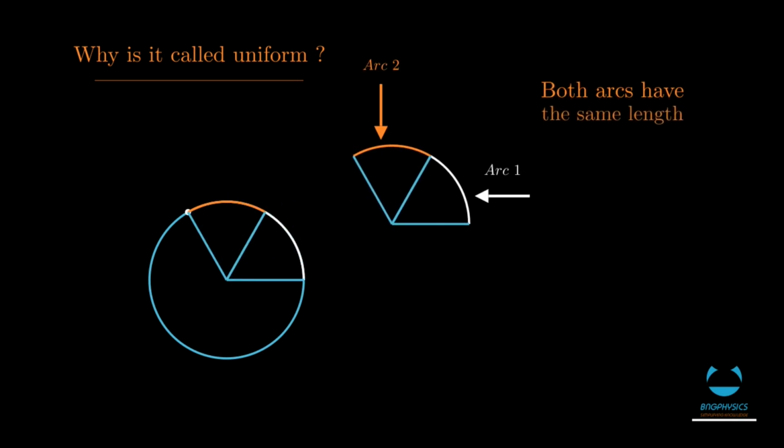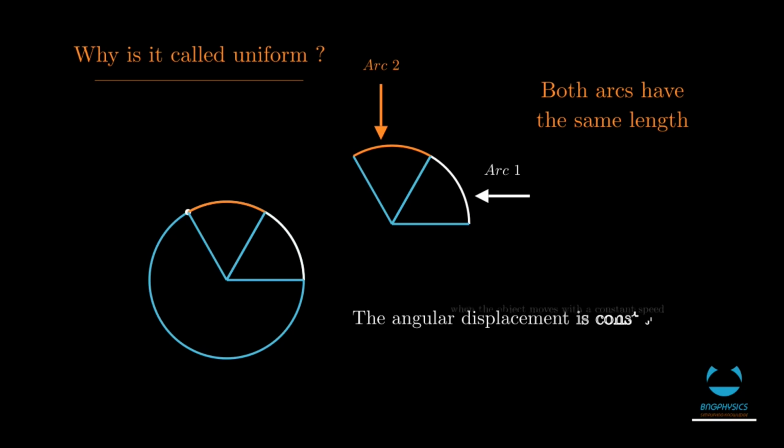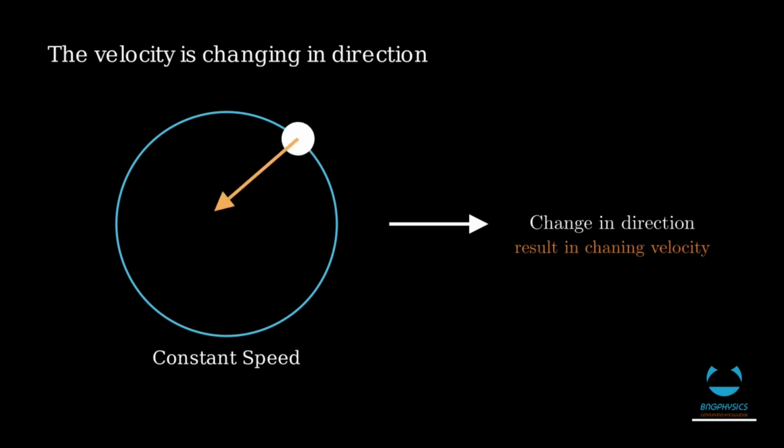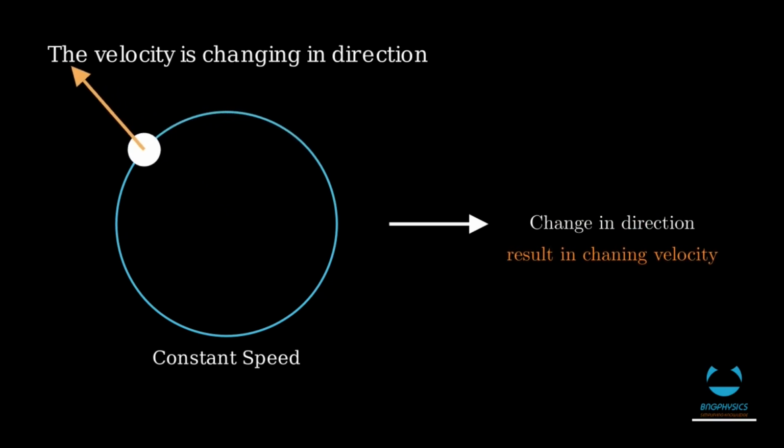But pay attention, I said constant speed, not constant velocity, because the velocity here is changing. But how is that? Well, the velocity is changing in direction. As long as the dot moves in a circular path, the direction changes every second. The yellow arrow here shows the changing direction, and that's why the velocity is accelerating or changing.